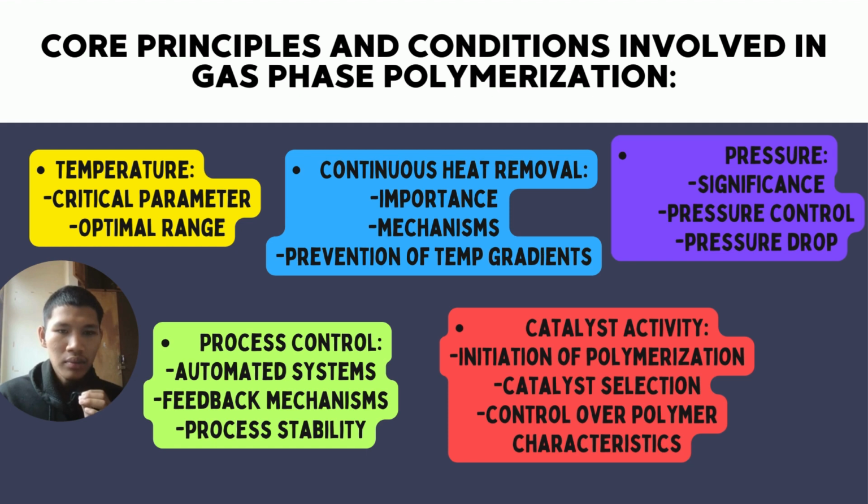Third is pressure. This is significant. We must take care of pressure control and pressure drop. Fourth is process control. This is easy because right now we have automated systems and feedback mechanisms, and this involves process stability.